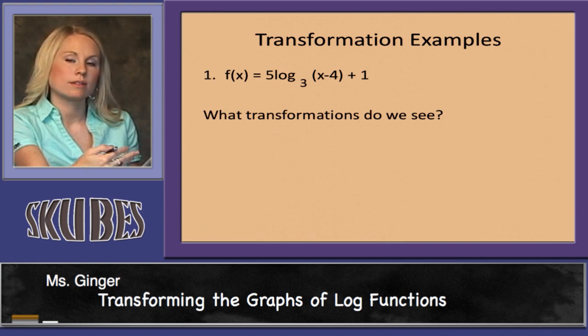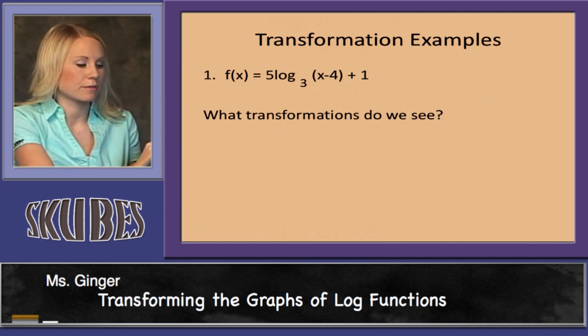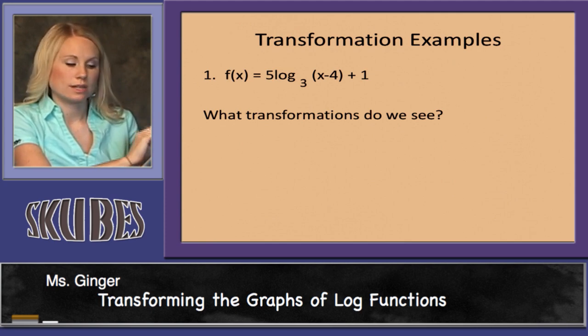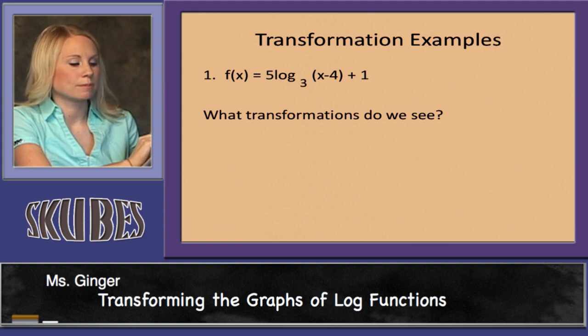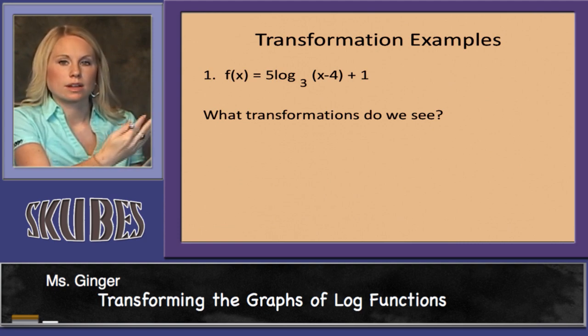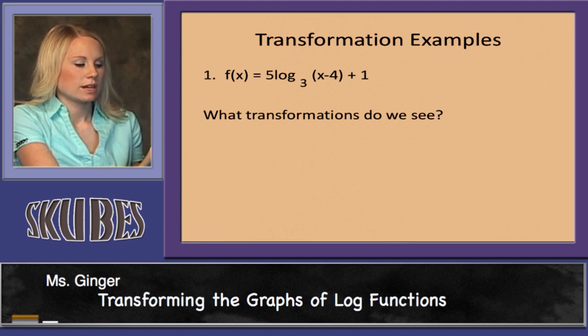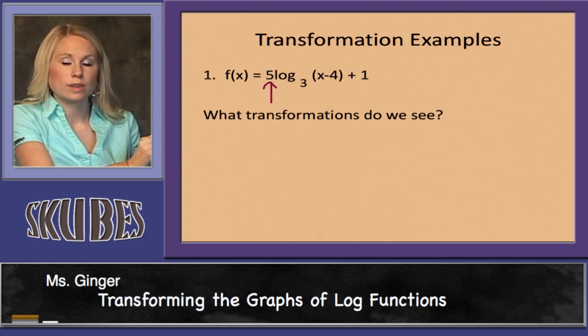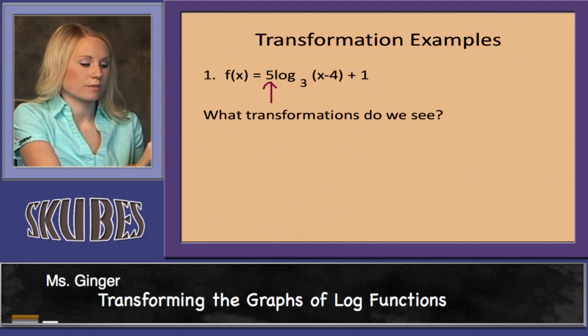Okay, so we'll take a look at functions and see if we can identify what's going to happen on the graph. So f(x) = 5 log base 3 of (x - 4) + 1. So remember the types of translations we talked about and other transformations. First thing I notice is this 5 out front. It is a whole number, and it's bigger than 1. That is going to cause a stretch to our graph.